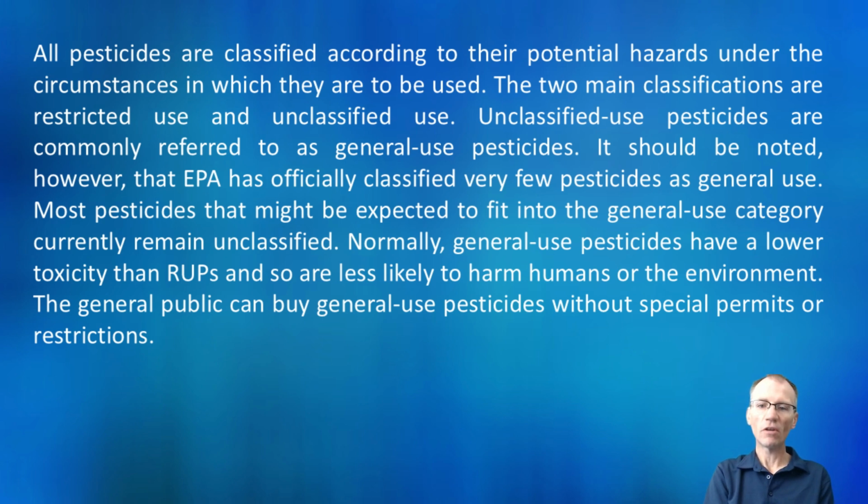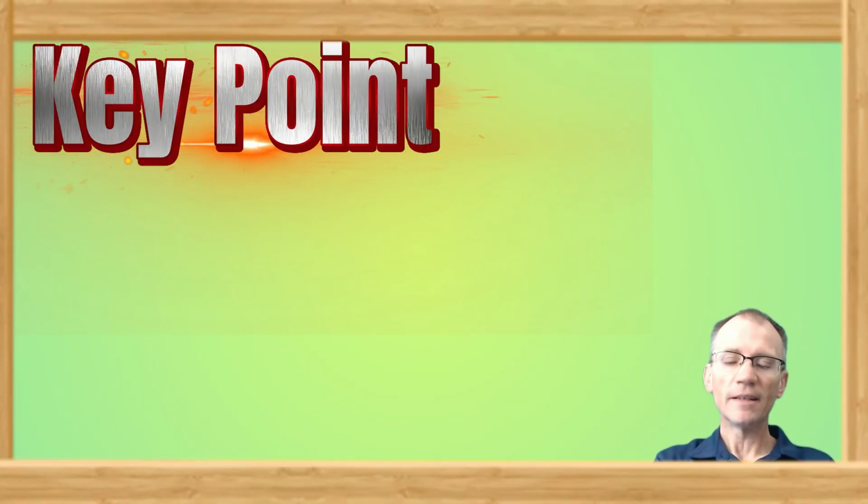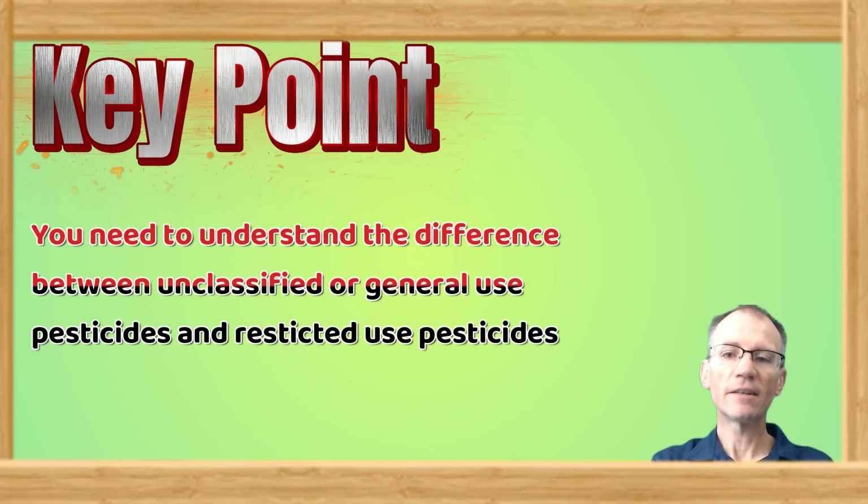Normally, general use pesticides have a lower toxicity than RUPs and are so less likely to harm humans or the environment. The general public can buy general use pesticides without special permits or restrictions. Do not forget this section. Any of you taking a core exam in any state are going to get questions pertaining to this. I'm a certified operator in 11 states right now, and I can tell you, almost every exam that I've taken talks about restricted and unclassified use pesticides.